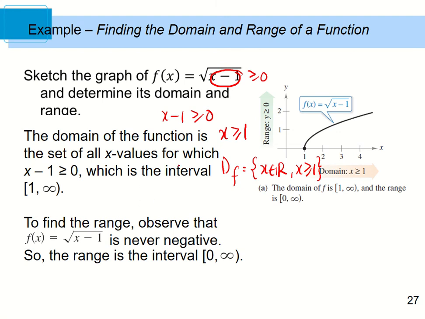Now, how about the range? Since for the square root we only take the positive number, the range of the function is that y is a member of the real numbers, and y must always be greater or equal to 0. So this is the range. Now, we can also define the domain using interval notation.